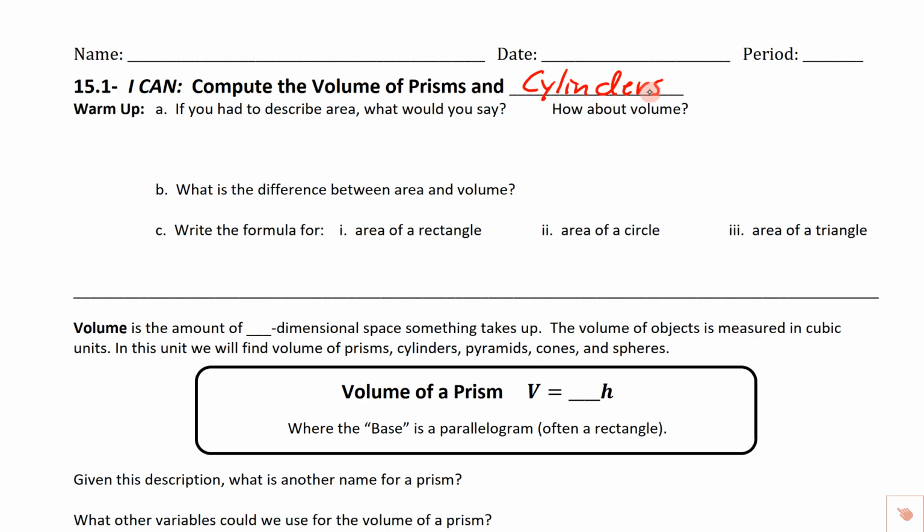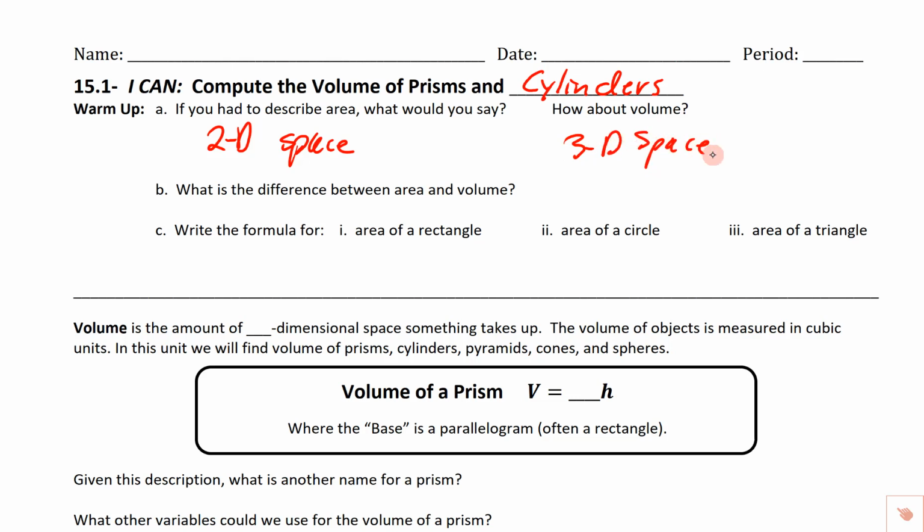And cylinders. Okay? So if you had to describe area, what would you say? Anybody want to take a stab at it? Space in a shape that's in a 2D shape. Okay, space in a 2D shape. So let me write it this way, 2D space. Okay? So what do you want to try for volume? Same thing but 3D. So we're going to say 3D space.